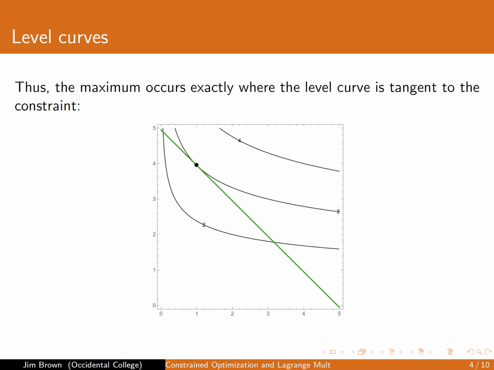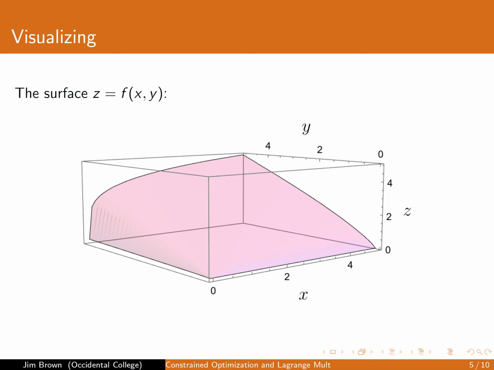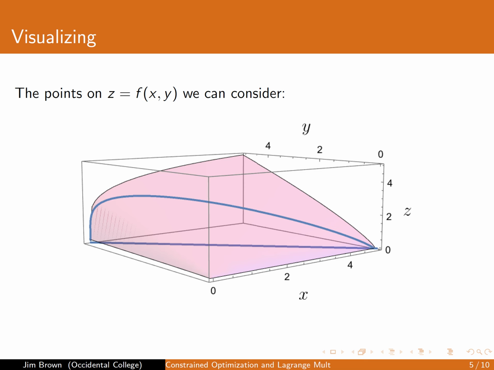For this particular example, we can see what it looks like. Here is our surface, z is equal to f of x, y. Here was my constraint in the xy plane. And then I'm looking at this curve above it, and I'm trying to figure out what's the biggest value. It looks like it's right here, which looks like it's about 3, which is what it looked like from our level curves.